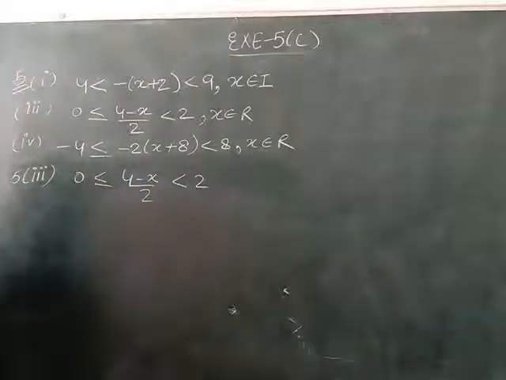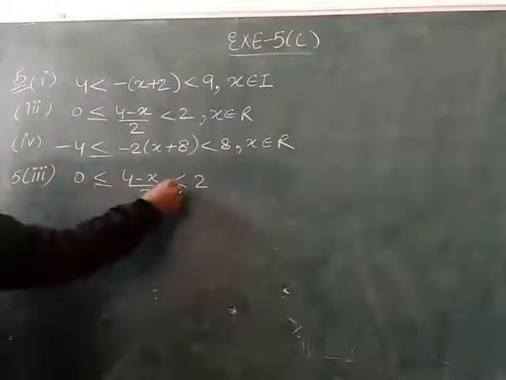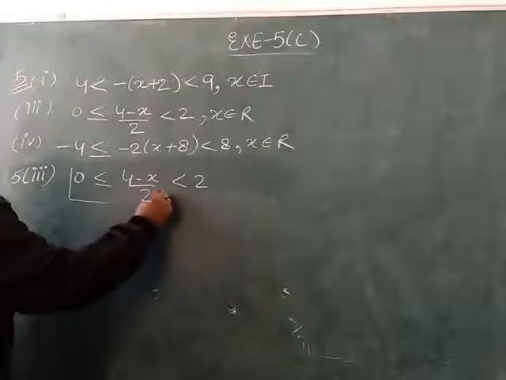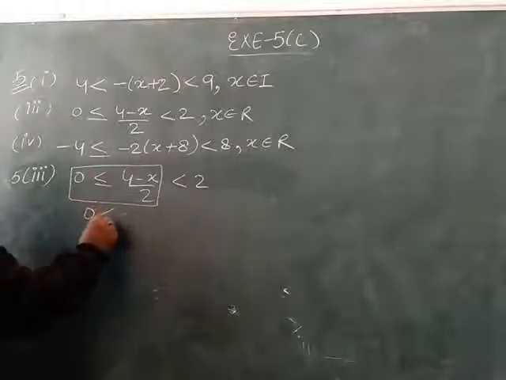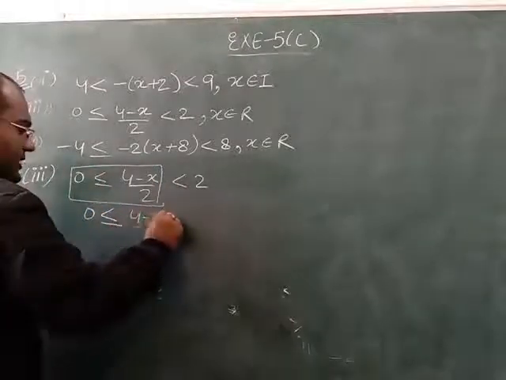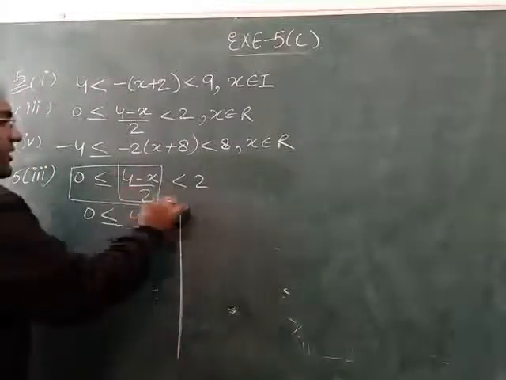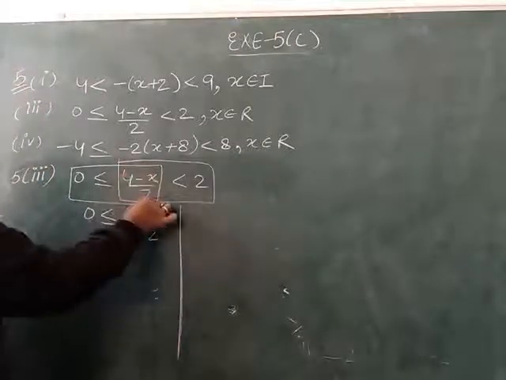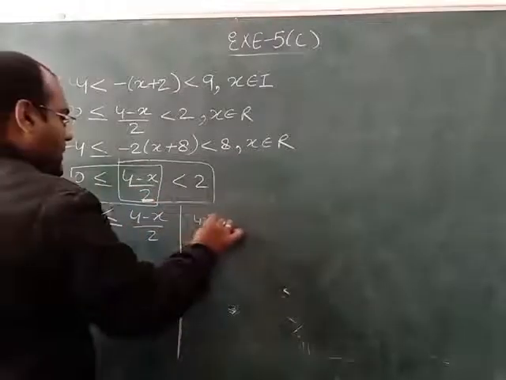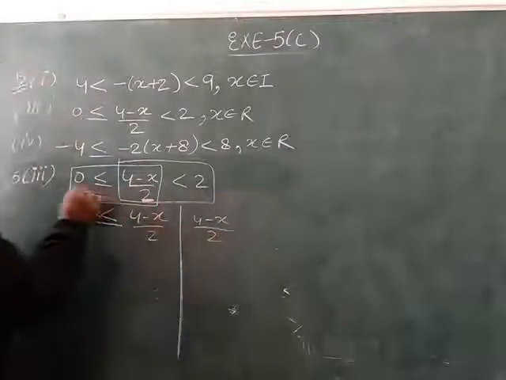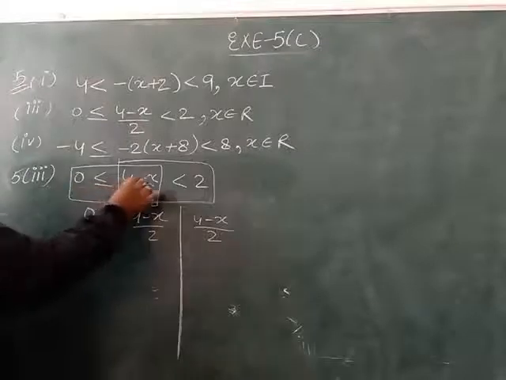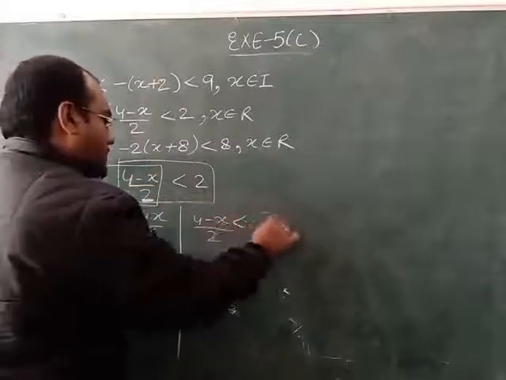This is the question. First of all, two double inequalities are coming. We will take this much part: 0 less than equal to (4 minus x) upon 2. On the right hand we will take the next part. (4 minus x) upon 2, we will leave it. (4 minus x) upon 2 less than 2.